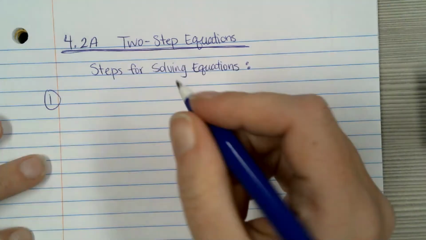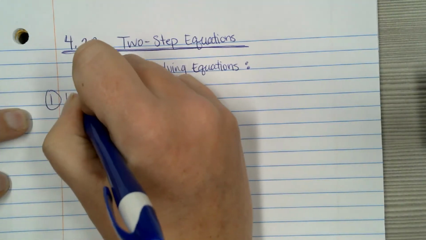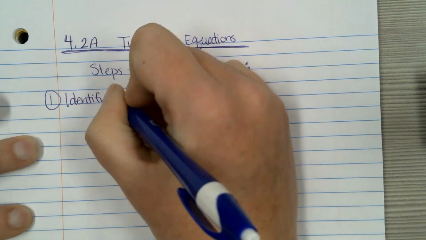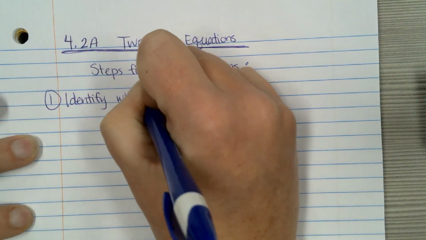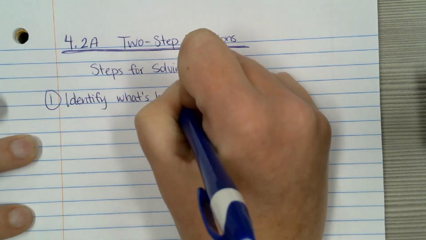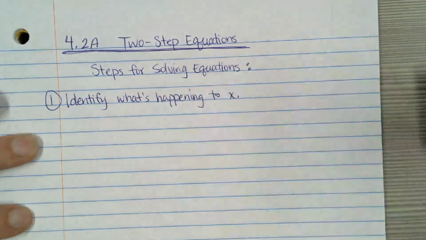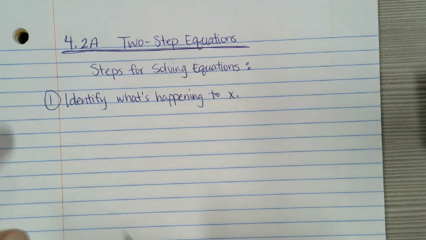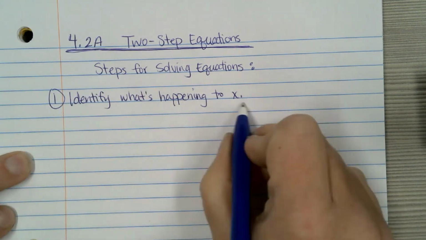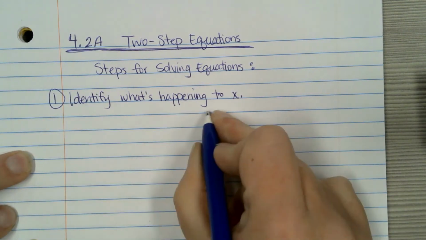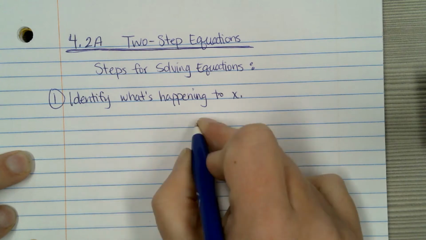So the first thing you want to do is identify what's happening to x. Starting today, there might be several things happening to x, okay? So first you want to just identify what's happening to x. Is it being multiplied by something? Is it being divided, added, or whatever?